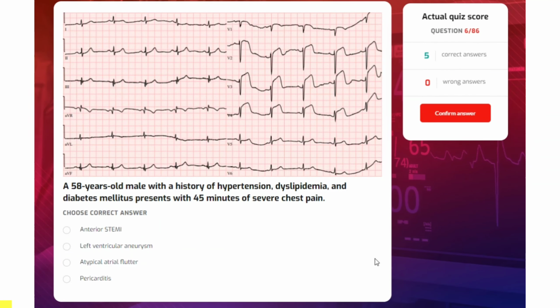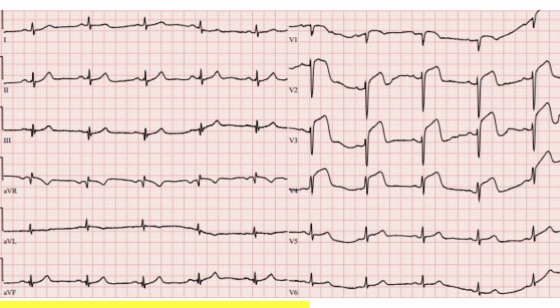Now here is our 6th case. A 58 years old male with a history of hypertension, dyslipidemia, diabetes mellitus presents with 45 minutes of severe chest pain. We have given 4 options. The first option is anterior STEMI, second option is left ventricular aneurysm, and the third option is atypical atrial flutter. The last option is pericarditis.